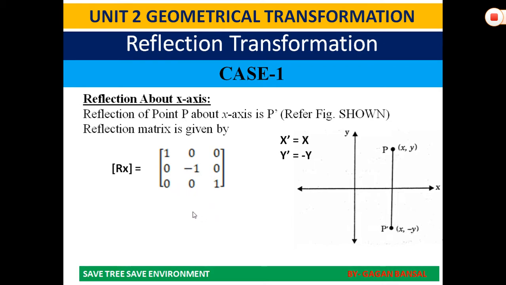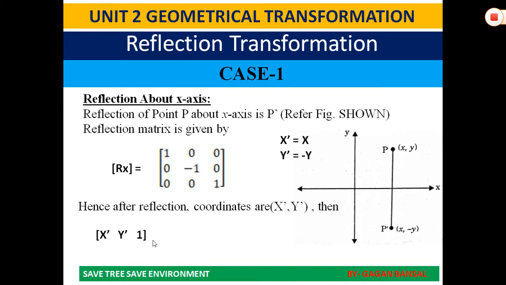Let me explain also. Hence after reflection, the coordinates are, say, x dash y dash, then [x dash y dash 1] is equal to [x y 1]. Again I am saying I am using row transformation here. I am using this as a row matrix, which is your final matrix. That is why my transformation matrices are different. So [x dash y dash 1] is equal to [x y 1] into the transformation matrix Rx, which is 1 0 0, 0 minus 1 0, 0 0 1.